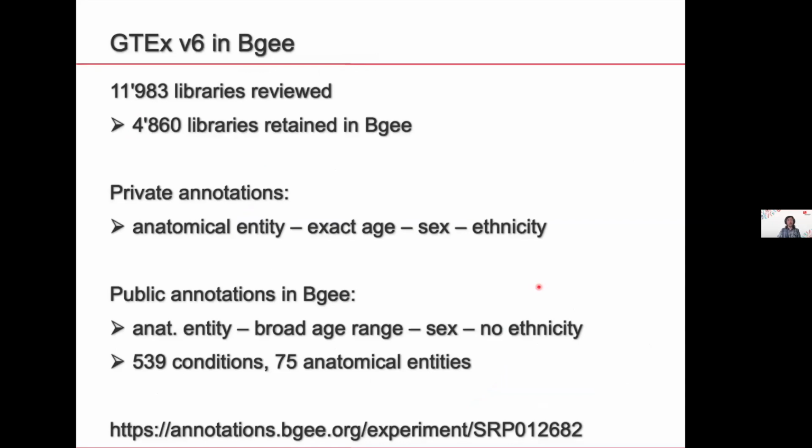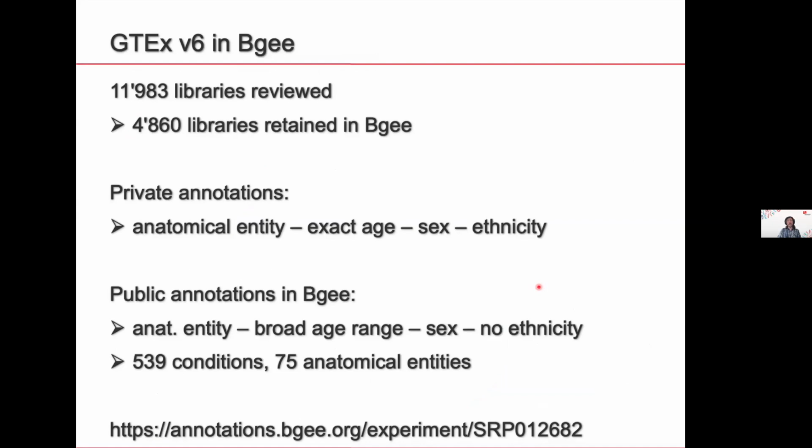So in Bgee, we reviewed all the GTEx version 6. There's now version 8, which we have not yet re-curated and released. Out of 12,000 libraries that were reviewed, it was a lot of work. We kept 5,000, so less than half.